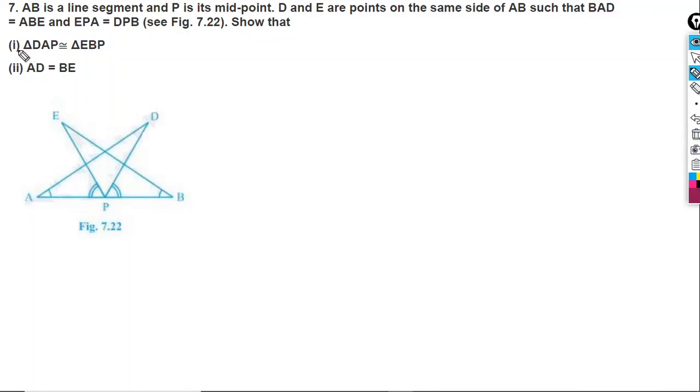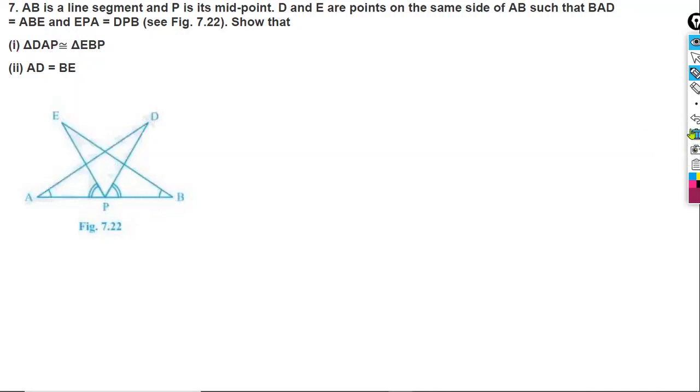So first we have to prove that triangle DAP is equal to EBP. Again, look at DAP, this triangle, equal to EBP. Okay. Now let's start.